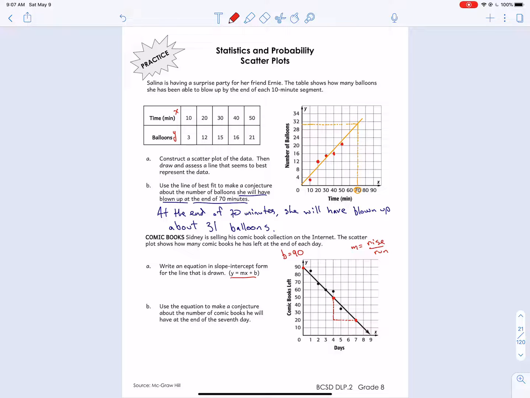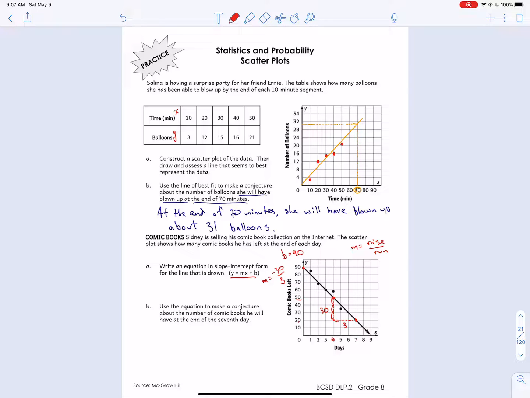It's decreasing, unlike the first one that we did, which was increasing. Okay, so rise. So from 50, we're not counting boxes here. We're not going 1, 2, 3. We're going from 50 to 20, so that's 30. And then over from 4 to 7, so over 3. Okay, so slope: rise was down 30, so negative 30 over 3.